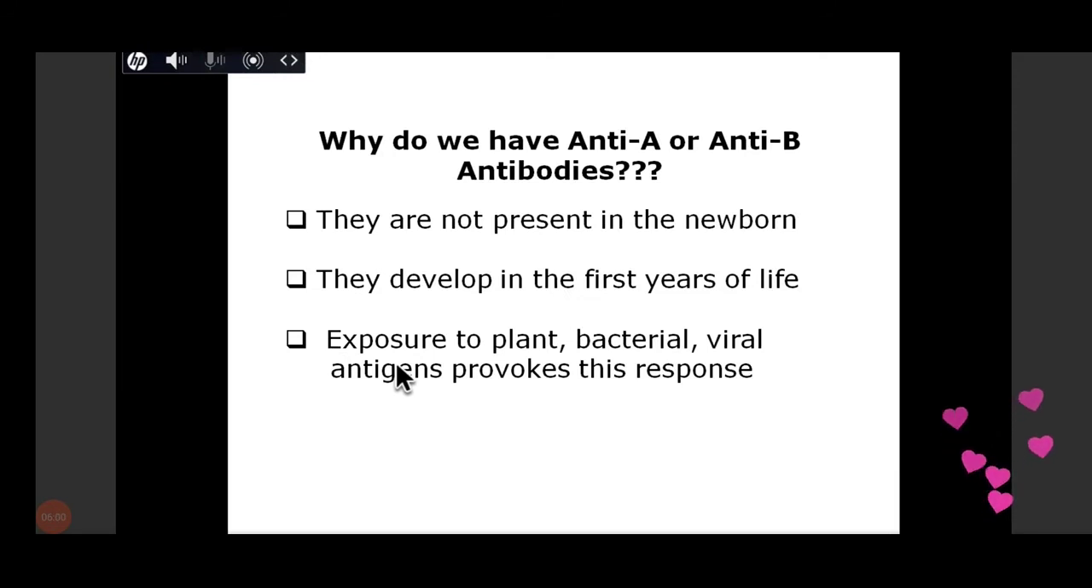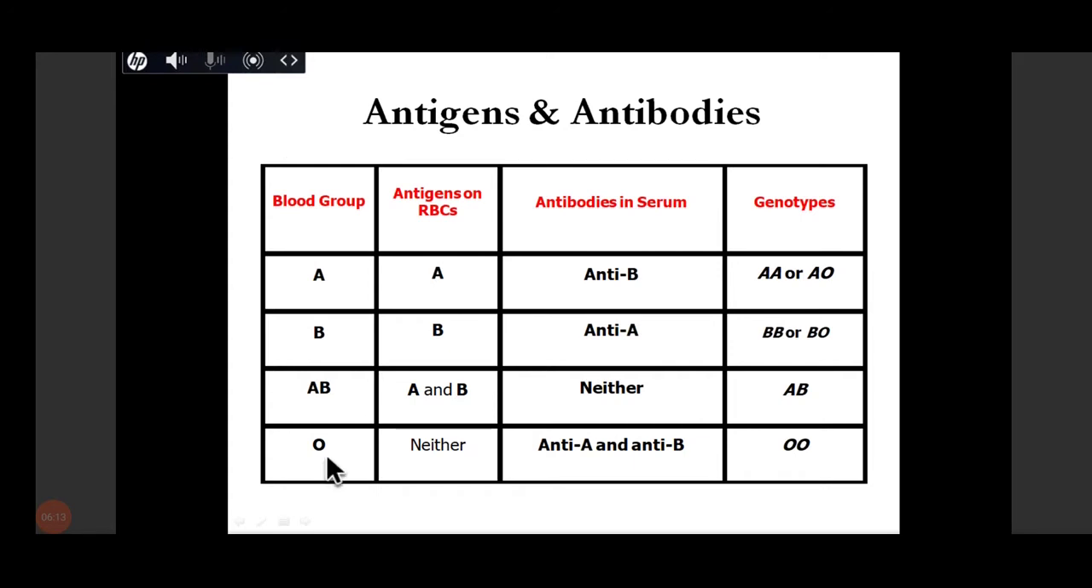So why do we have NPA and NCP? They are not present in the newborn and develop in the first year of life. This is mainly because of the exposure to plant, bacterial and viral antigens, which provokes the response.